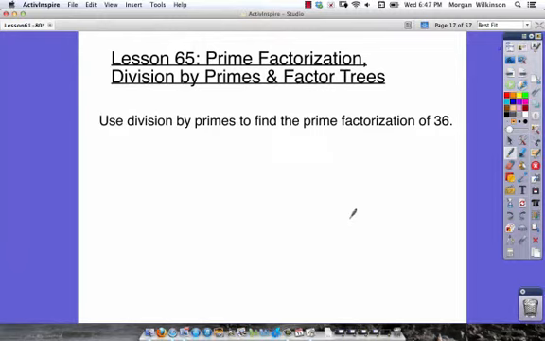Lesson 65 has a title of Prime Factorization, Division by Primes, and Factor Trees. And we use division by primes and factor trees to help us prime factorize, or to find prime factorization. So the first question says, use division by primes to find the prime factorization of 36. Now what we want to do when we use division by primes is to make something called a division cake.